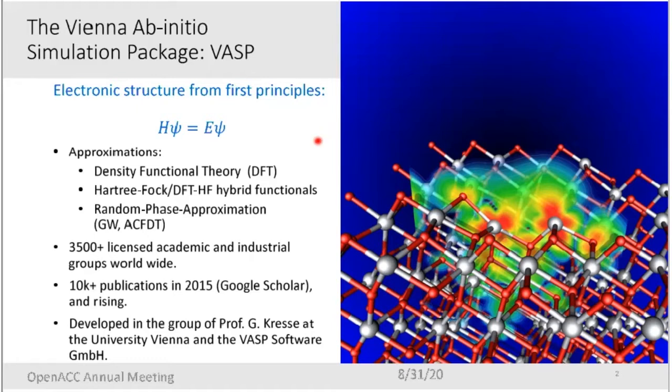This is a fairly widely used code, both in academia as well as in industry, and it's developed at the University of Vienna, in the group of Professor Georg Kresse, and currently also at the VASP Software company, which is a spin-off of the university that is largely owned by the University of Vienna.